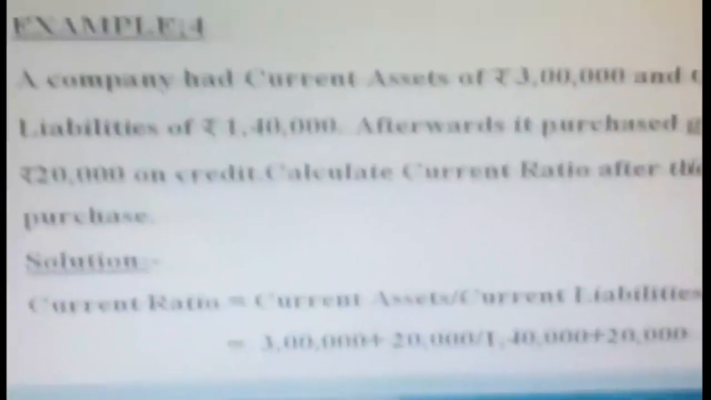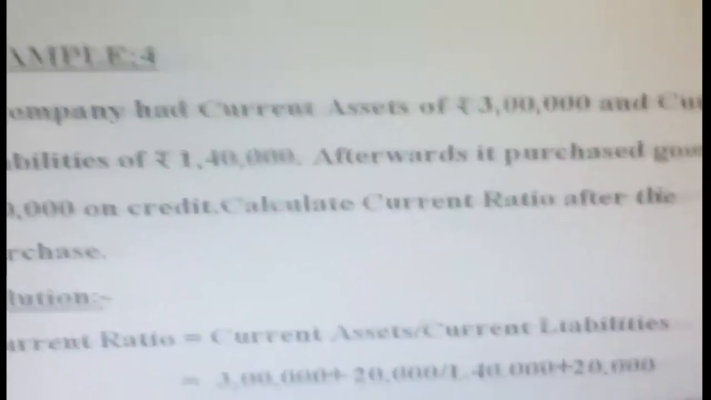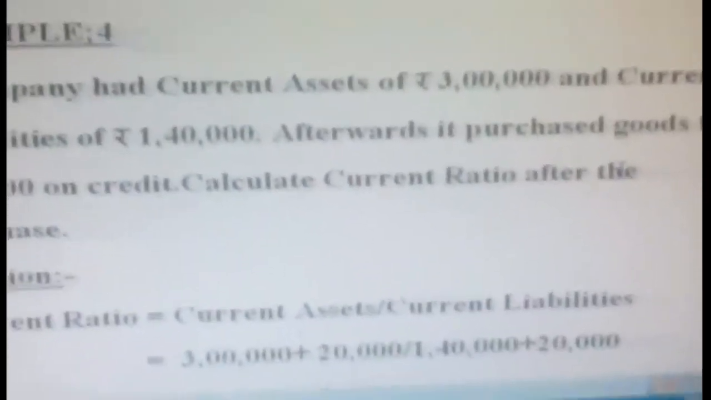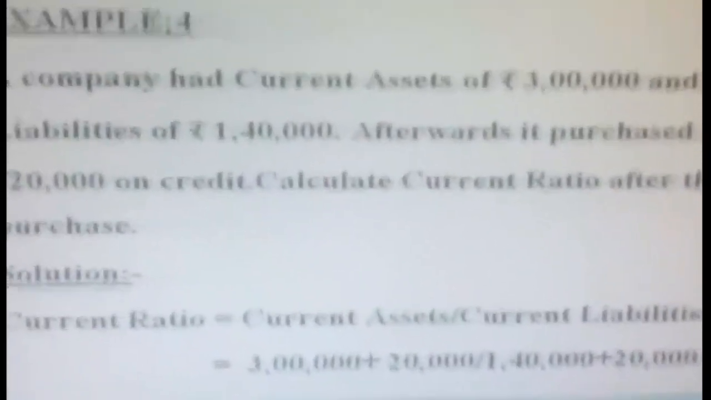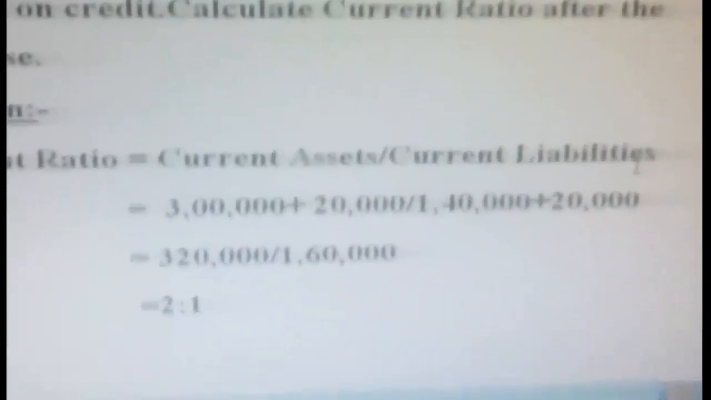Here a company had current assets of 3 lakhs and current liabilities of 1,40,000. Afterwards it purchased goods for 20,000 on credit. From this situation, calculate current ratio after the purchase. That is the sum they have given. Here you want to find out what our current ratio is after the purchase of 20,000. So whenever there is a purchase, what is the effect? See, I said current ratio, again you want to mention current assets divided by current liabilities.